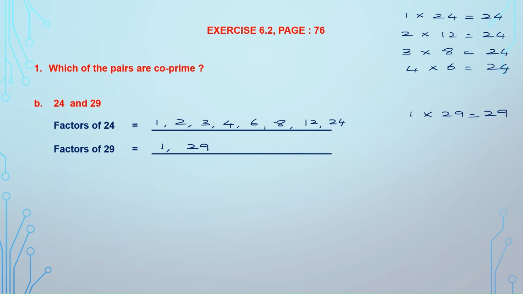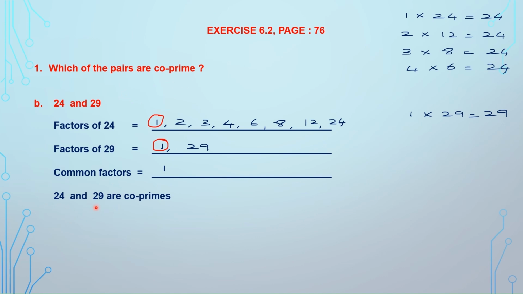Next step is look at the common factors. So what are the common factors here? You can see only 1 is common and there's nothing else that is common. Now here we have 29. Do we have 29 there? We don't have. So only 1 is common. So the common factor here is only 1. Such numbers like 24 and 29 whose common factor is only 1, such numbers are called co-prime. So we can say 24 and 29 are co-primes because their common factor is only 1.